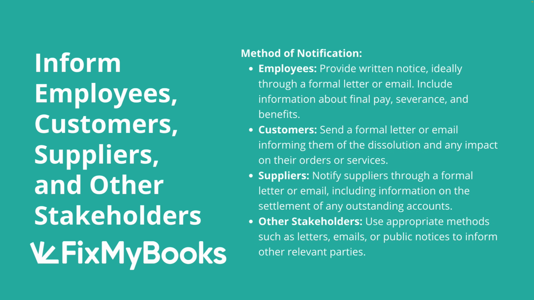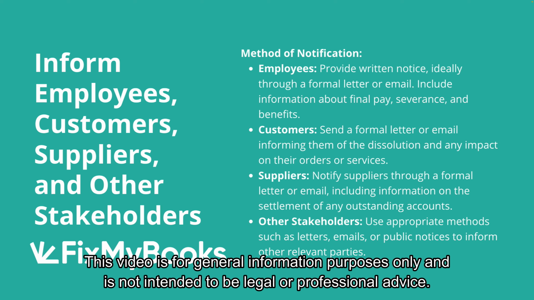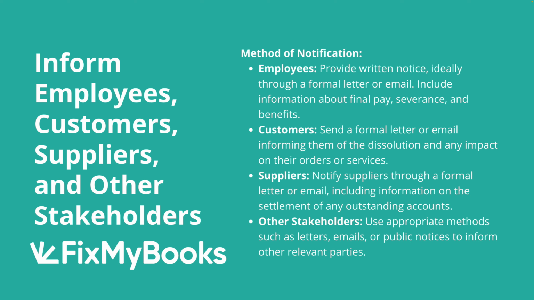So, method of notification. With employees, provide written notice, ideally through a formal letter or email. Include information about the final pay, severance, and benefits. This is not a word-of-mouth thing where you just casually mention it to your employees. We're saying this for each one: it should be a written notice, formal letter, or email. Make sure this is written down with dates on it, covering specifically what's going to happen.